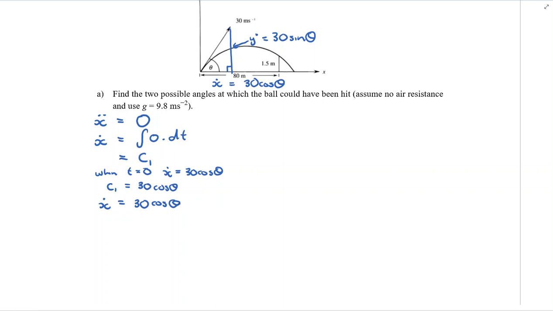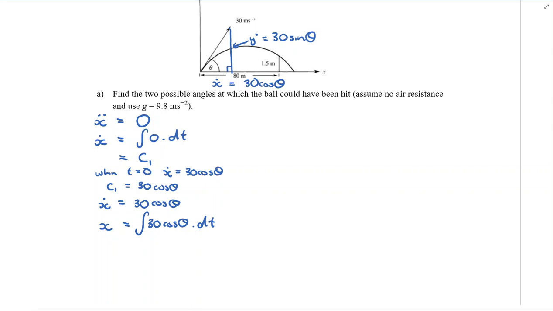Okay, to get to the displacement equation, I now have to integrate the 30 cos theta in terms of t. Now the theta, that's a 30 cos theta. No, wait a second.